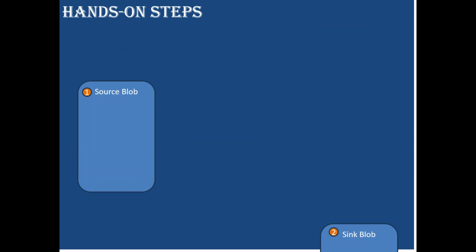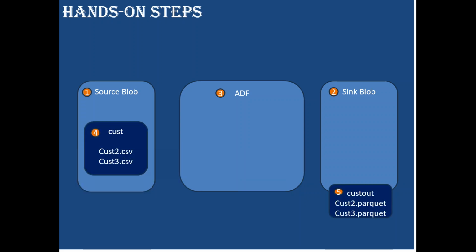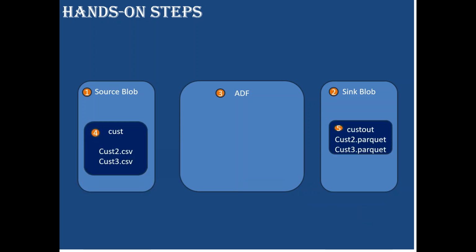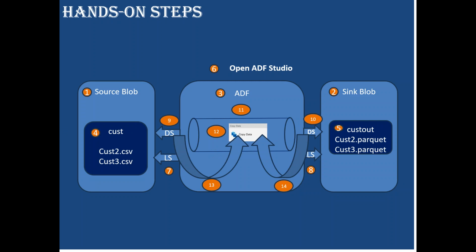If we come to the hands-on steps, I'll be having the three resources: source blob, sink blob, and ADF in the first three steps. Next, I'll add the cust folder in the source, cust out in the sink, and I'll upload the respective files in the source side. And then sixth step is open ADF to create two linked services and two data sets. Then you will use the pipeline. In that copy activity, you will reference the source and sink data set.